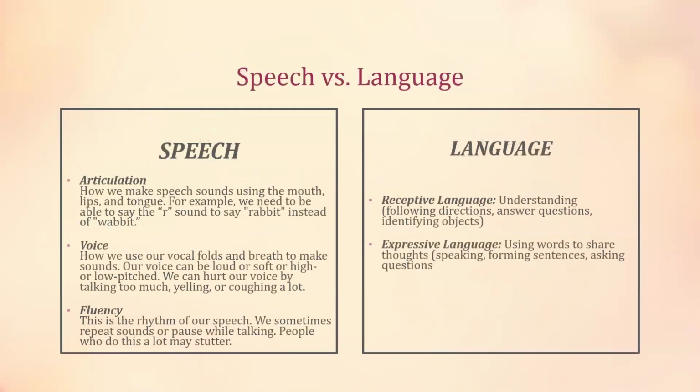Within speech is articulation. This is how we make speech sounds using the mouth, lips, and tongue. For example, we need to be able to say the R sound to say rabbit instead of wabbit. Within speech also is voice, how you use your vocal cords and breathe to make sounds. Our voice can be loud or soft, or high or low pitched. We can hurt our voice by talking too much, yelling, or coughing a lot.